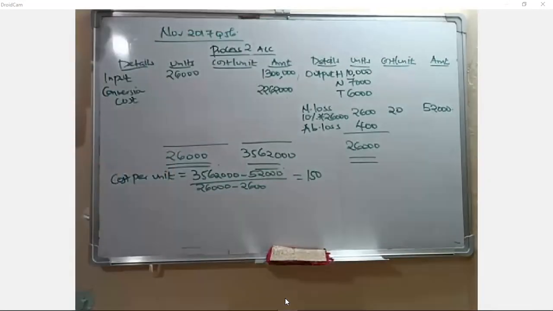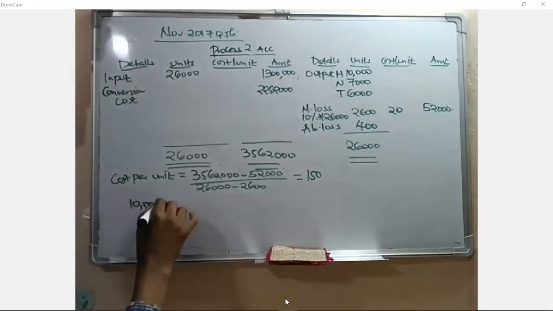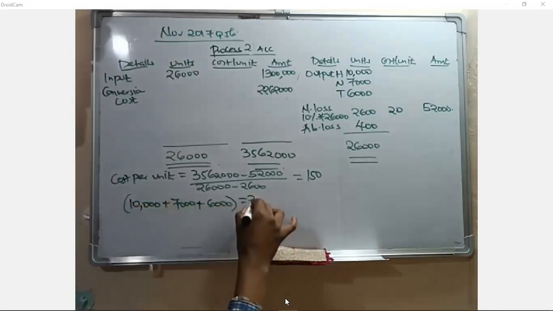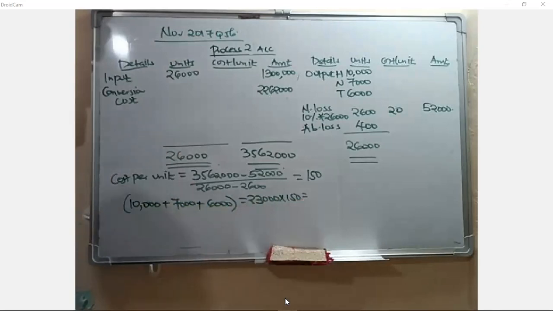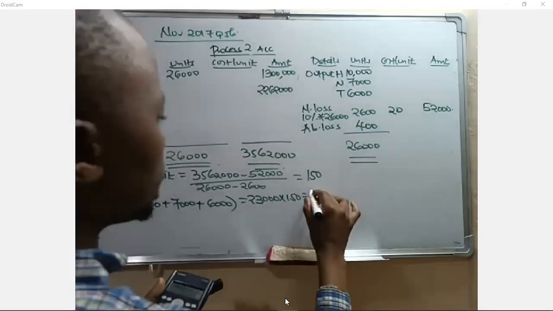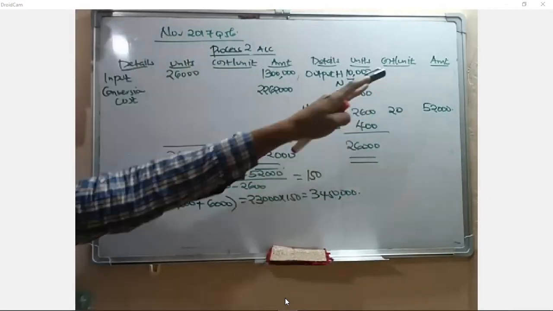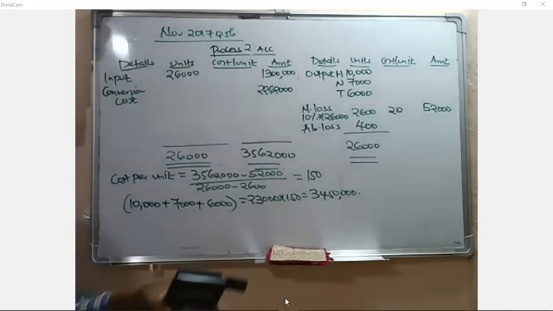Remember the last additional information. The examiner is telling us to use the sales value method of joint products. So the first thing you have to do is calculate the apportionment of sales value. What is the total cost of the joint products? Let us take 10,000 plus 7,000 plus 6,000, which translates to 23,000. Then this figure is multiplied by 150. We are getting 3,450,000, which will be used for apportionment. That is the total amount that we are supposed to apportion using the sales value basis method. Now, already because we know this, let me wrap this side.